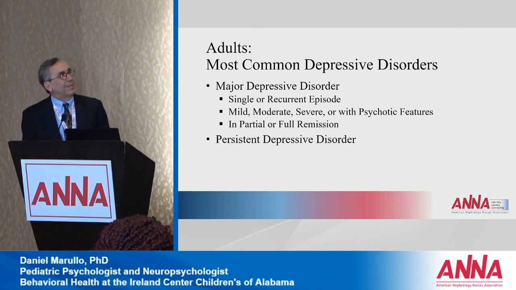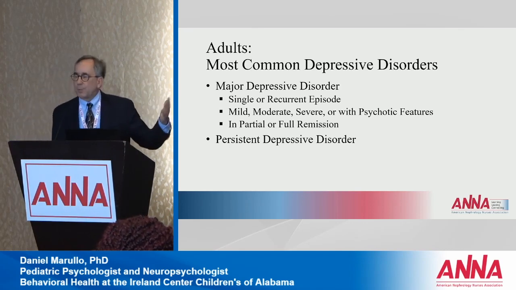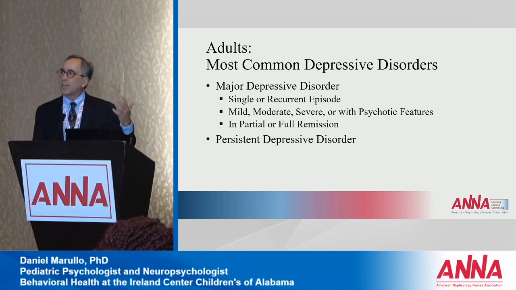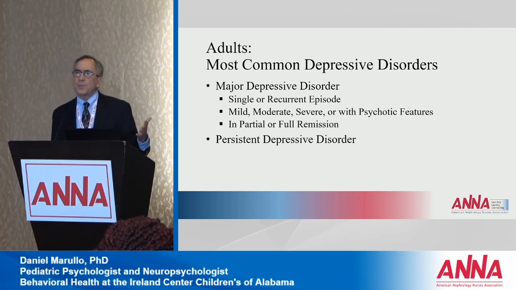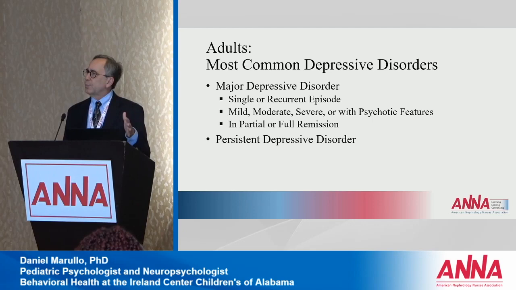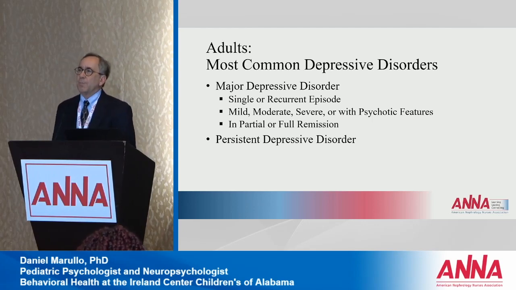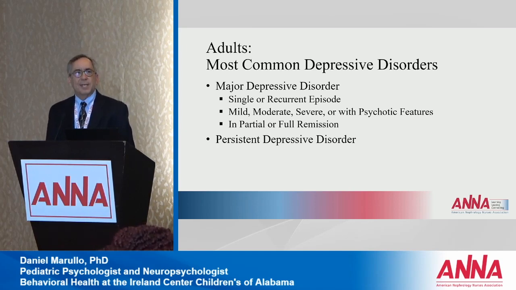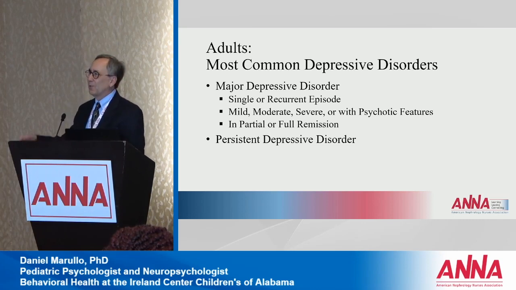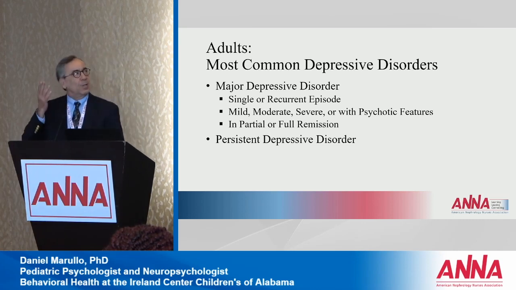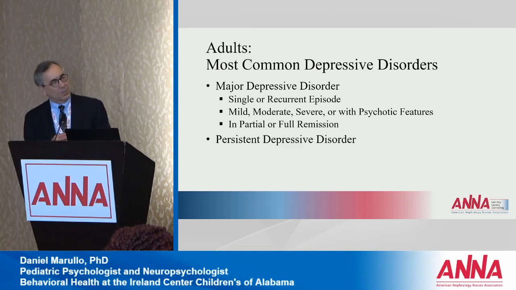For adults, again, major depressive disorder is kind of the standard. Persistent depressive disorder used to be called dysthymia. We're kind of getting away from those older terms. Persistent depressive disorder is basically graduate students, okay? Yes. Just that kind of low level sadness that's chronic and ongoing. So those are some of the common ones there.